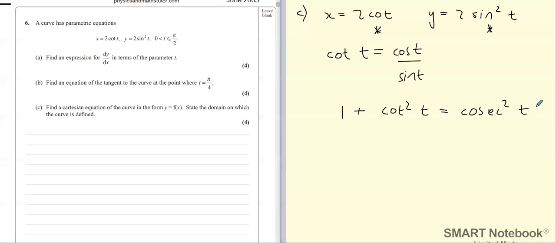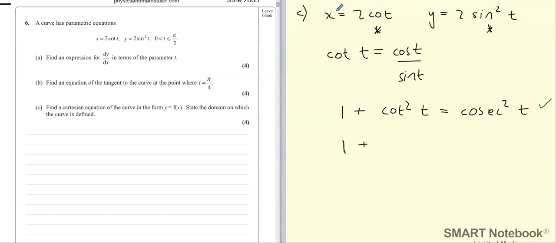Now, which one of these are we going to use? Especially given this is sine squared. It has to be this one. Okay, so now let's see if we can use this to essentially eliminate t. 1 is a constant, can't do anything with that.